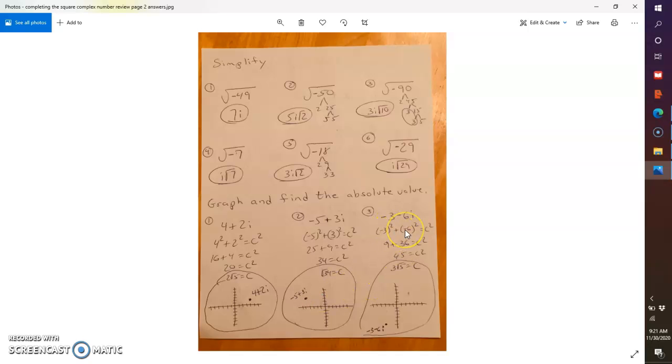Negative 3 squared plus negative 6 squared, 9 plus 36 is 45. Square root of 45 is 3 root 5. And when I graph it, I'm going left 3, down 6.